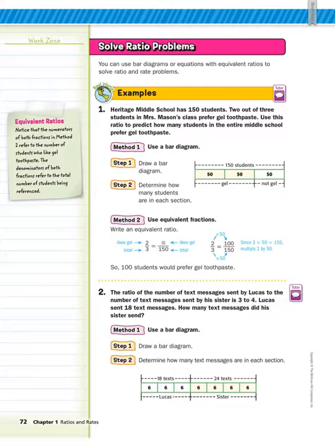All right, so here's what we're going to do. First, I want you to cross off method 1 using a bar diagram. This is what we did in the inquiry lab yesterday, where we helped see it, and we can talk about that in a little bit, but we are going to be focusing on using equivalent fractions. You're not really going to be doing the bar diagram on a test, even though you could. We're going to be doing method 2.